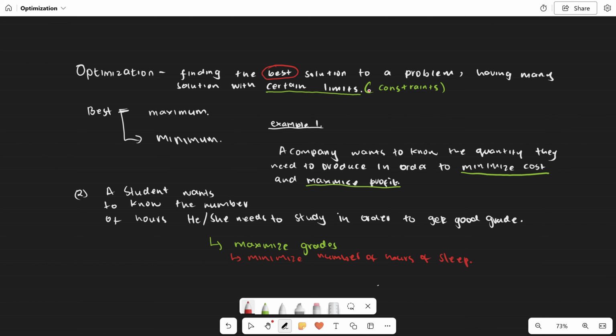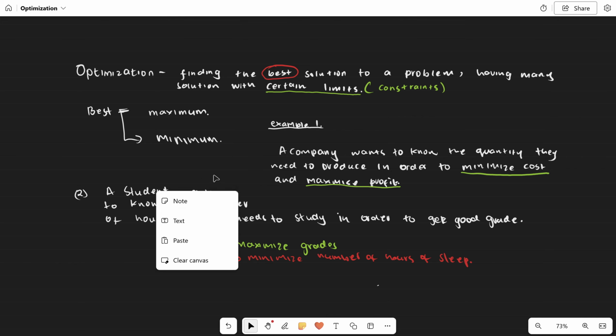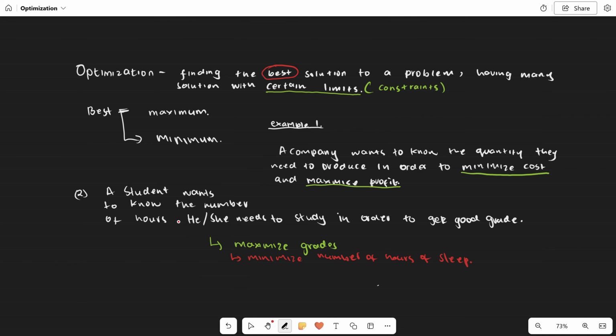So in this case, the company wants to know the quantity they need to produce in order to minimize their cost and maximize their profit. And in this case of a student wants to know the number of hours he or she needs to study in order to get good grades, right? So that means they need to maximize their grades but also minimize the number of hours of sleep, right?